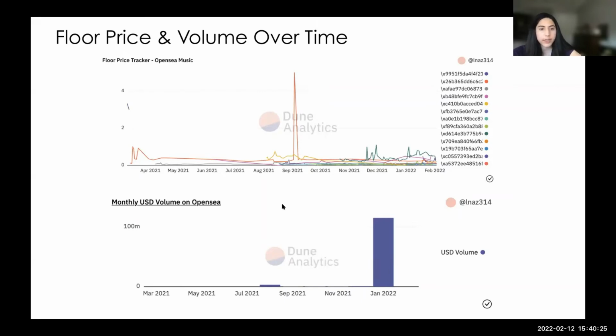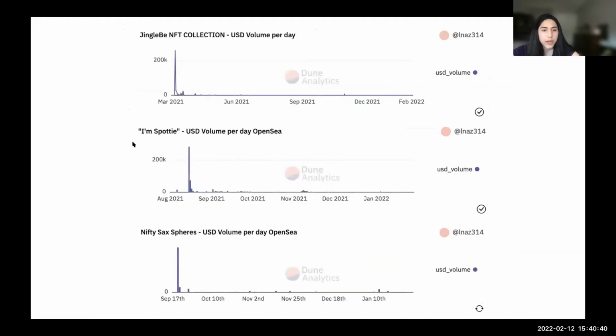And you can tell that the volume in January 2021 reached over like 100 million, which renders the rest of the bars almost invisible, even though all the other months had volume in the hundreds of thousands or in the thousands. So those are just a few variables.